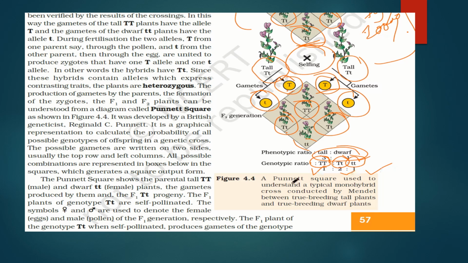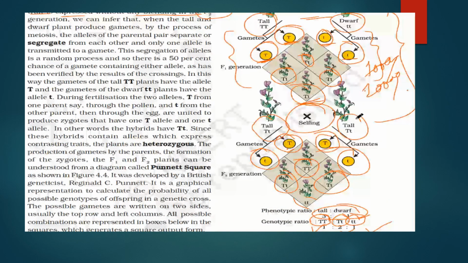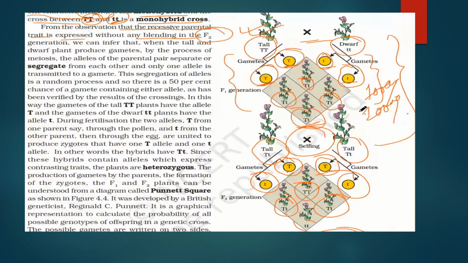The Punnett square is used to understand a typical monohybrid cross conducted by Mendel between true breeding tall plants and true breeding dwarf plants. In the first filial generation, the result was 100% heterozygous in genotype, all were heterozygous, and phenotypically all were tall. But in the F2 generation, we have found certain variations.